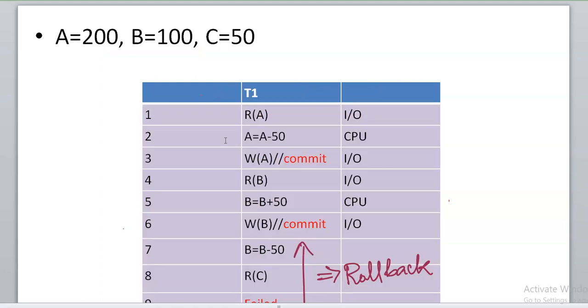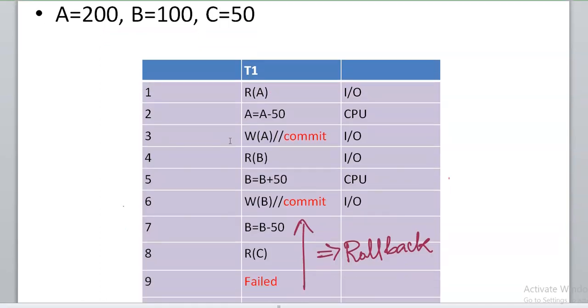So let's move on to another example. In this example, there are three data items and one transaction which has to happen. A has to send ₹50 to B, and B has to send ₹50 to C after that. We are reading A, deducting from A, writing A. Till here our operations are committed, which means the operations are permanently done, and the changes made through these operations are permanent.